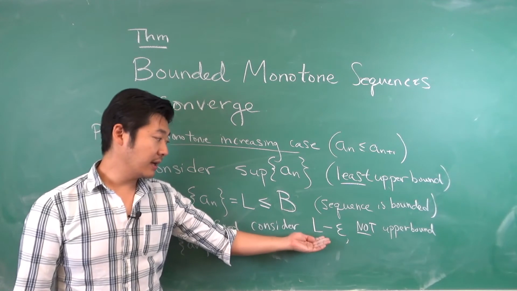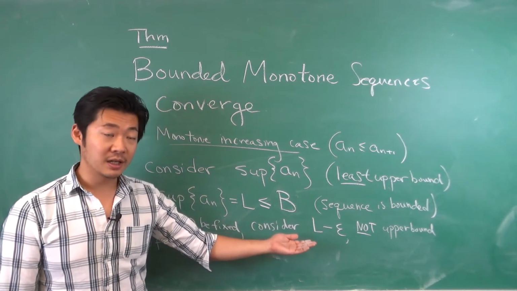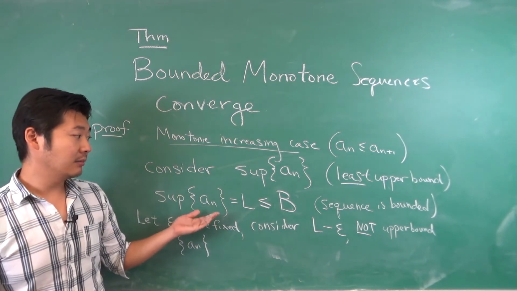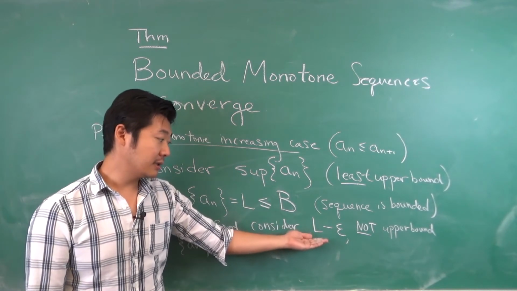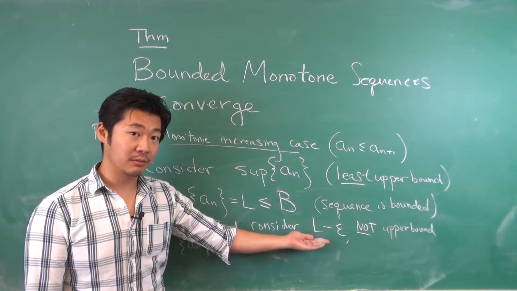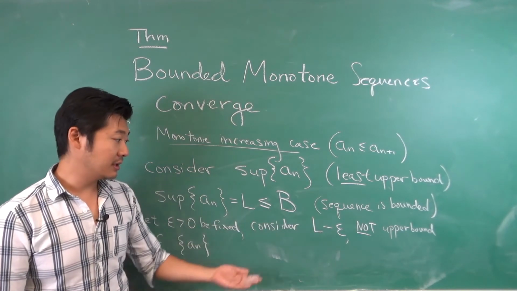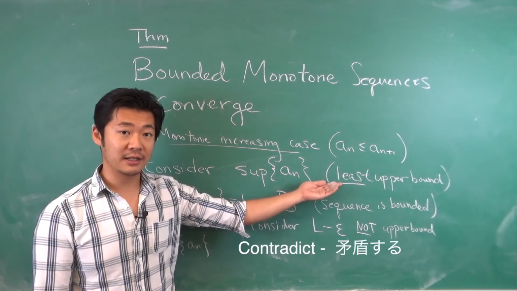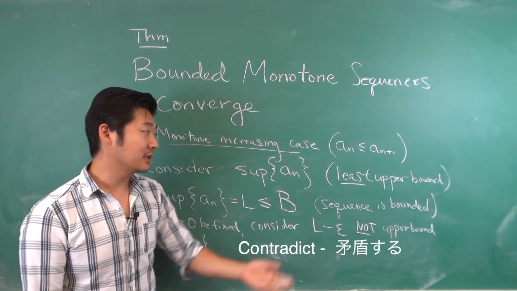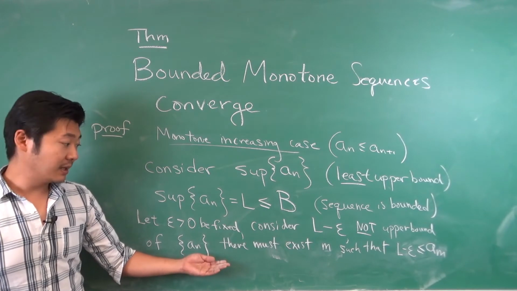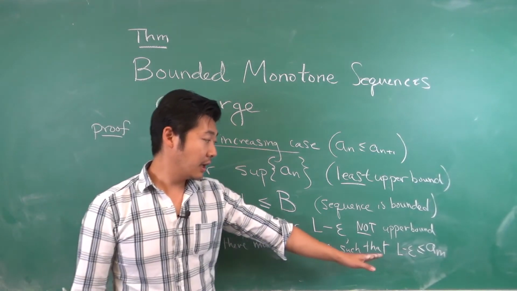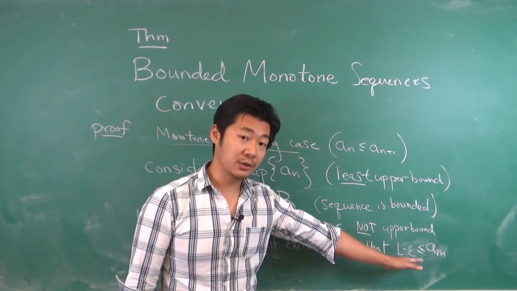We know that L minus epsilon cannot be an upper bound of a_n because L is the least upper bound. If this was an upper bound, then this would be a number that's smaller than L, but still an upper bound, which contradicts the definition that it's the least upper bound. So therefore, there must exist some index m such that L minus epsilon is less than or equal to a_m.